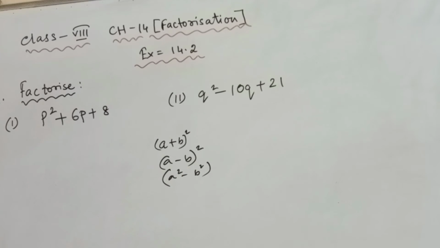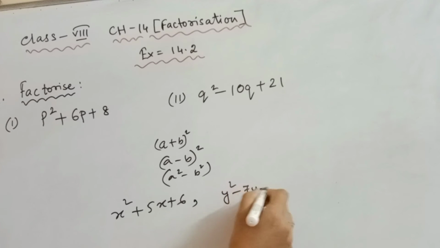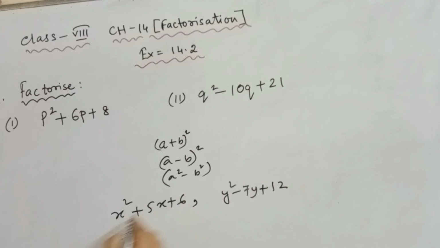But in this kind of sums, such as x square plus 5x plus 6, or another example, y square minus 7y plus 12, you can see that the first term and the last term both are not square numbers. Here, though the first is a square number, the last term is not a square number. Similarly here also, the first one is a square number but the last one is not.